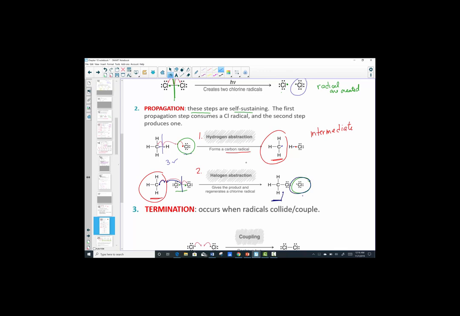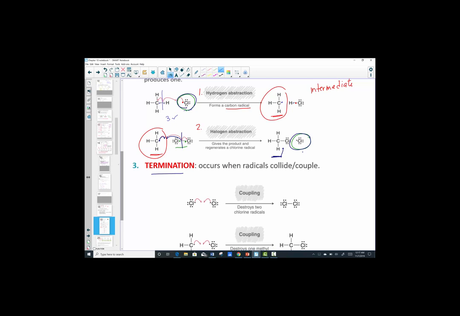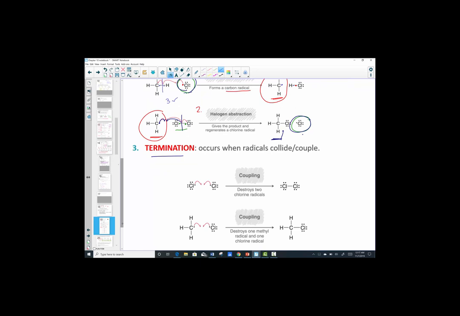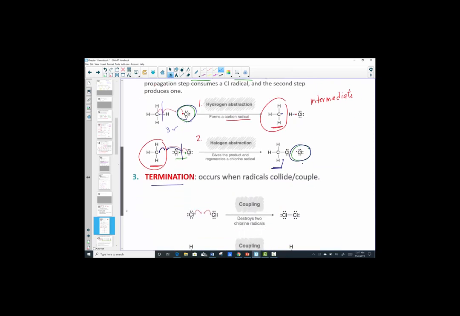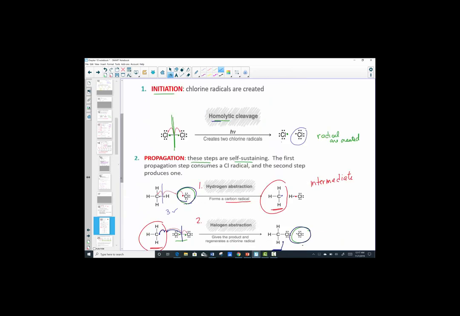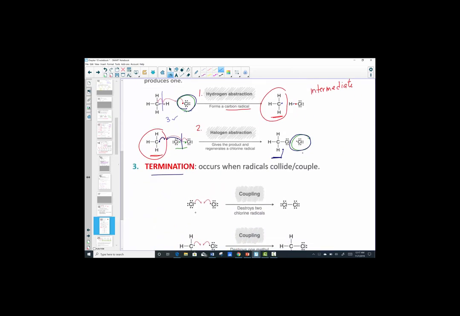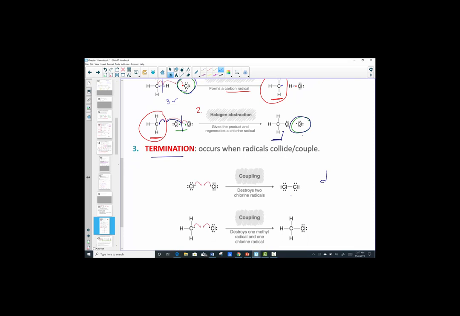This new radical of chlorine has been remade, and I can continue step 1 and step 2 over and over and over. They propagate until we destroy those radicals. And in a termination step, the purpose there is to stop the reaction, and we do so really by the opposite of the initiation step. If the initiation step was homolytic cleavage, the termination step is the coupling to where the radicals went back to molecular chlorine. So destroying the radicals stops the propagation step.